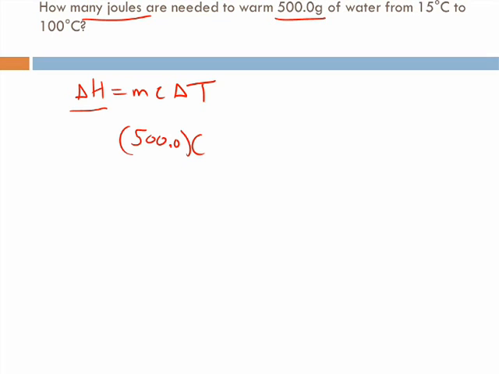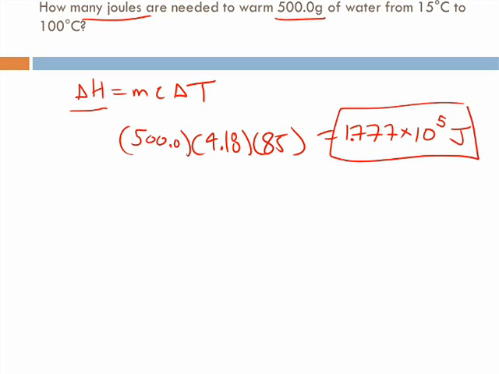So we're just going to plug in. C is 4.18. Delta T, 15 to 100, is going to be 85. And with sig figs, we have 1.777 times 10 to the 5th joules. So that's how many are needed to warm 500 grams of water from 15 to 100 degrees. That is about 2 cups of water. To boil it, we're going to need that many joules to heat it up to boiling.